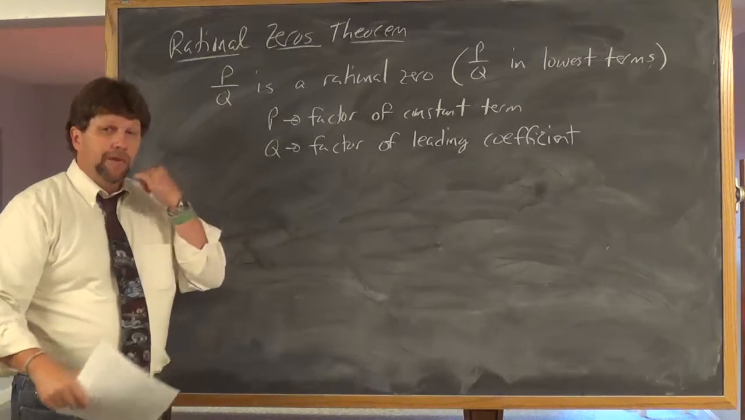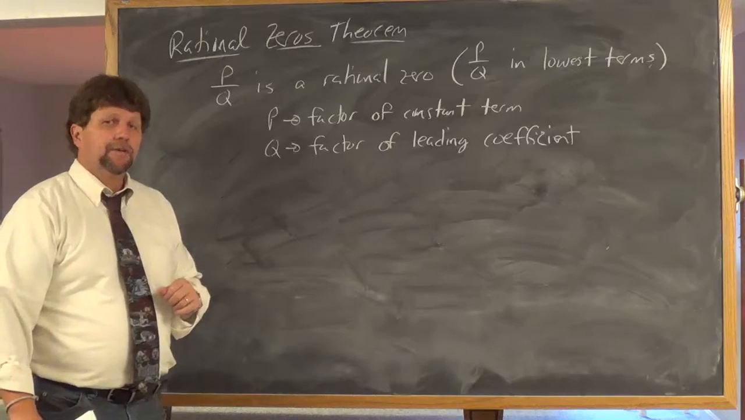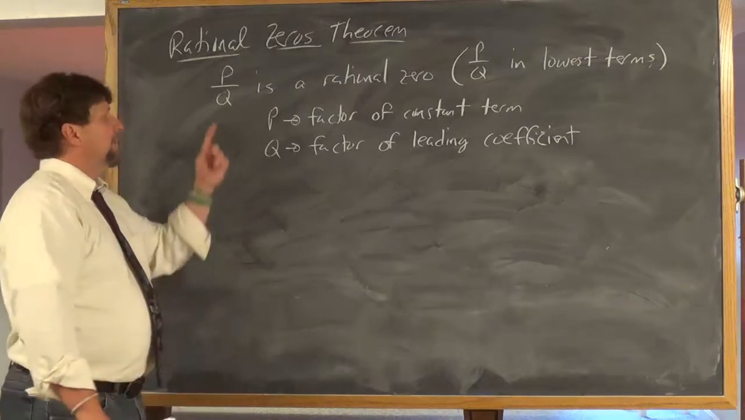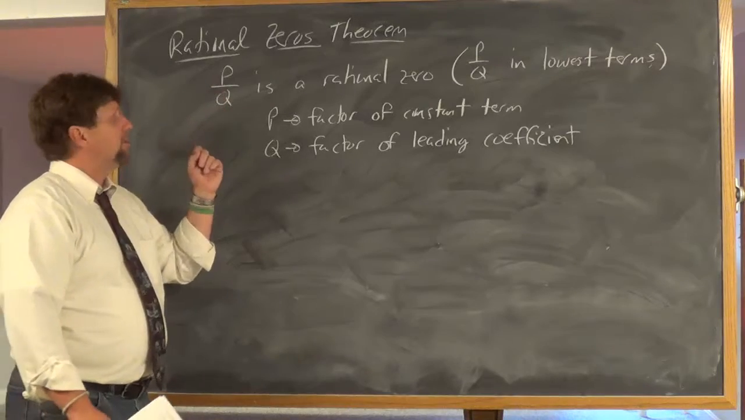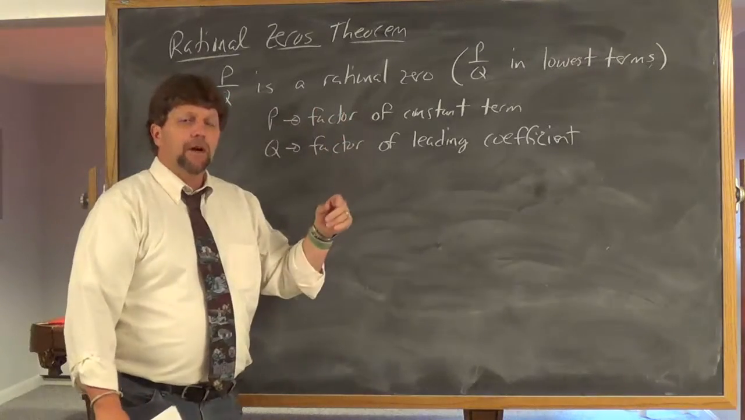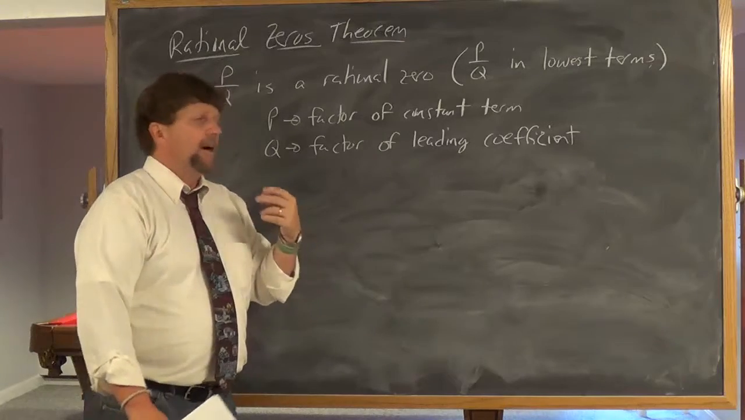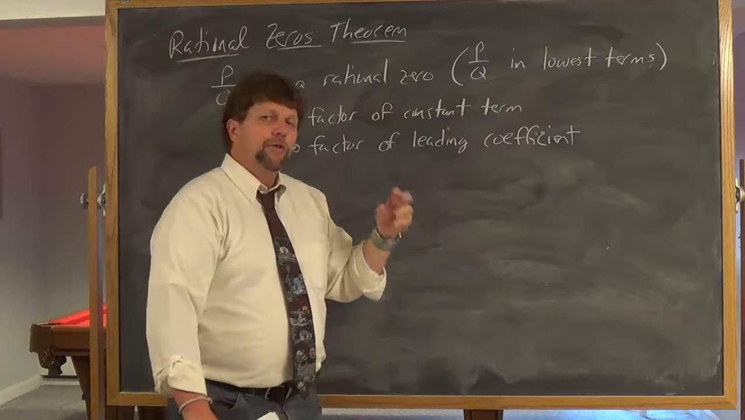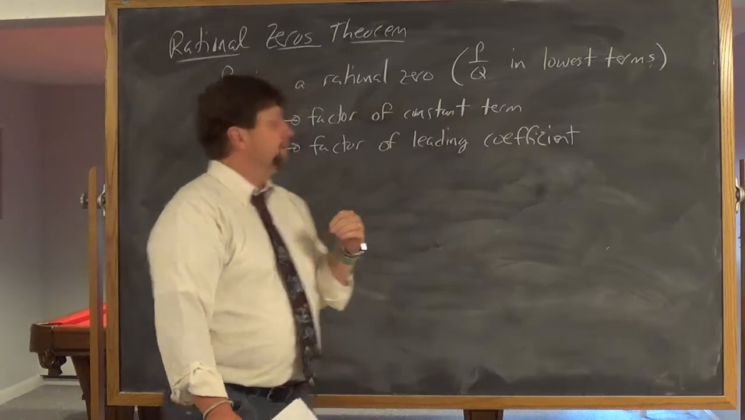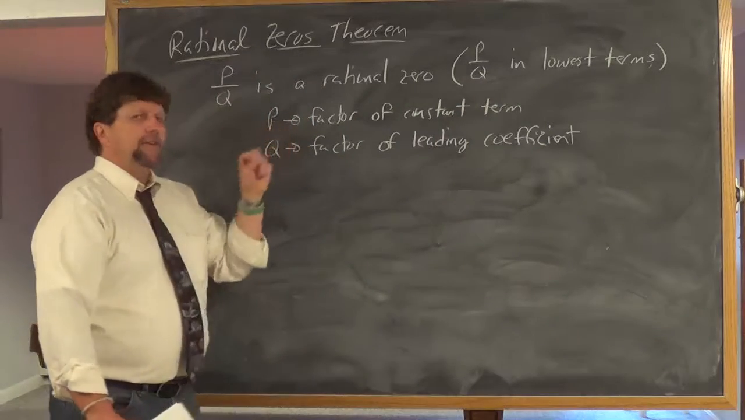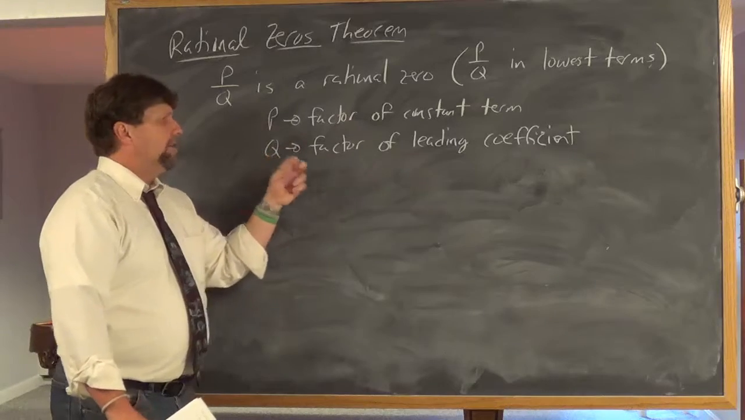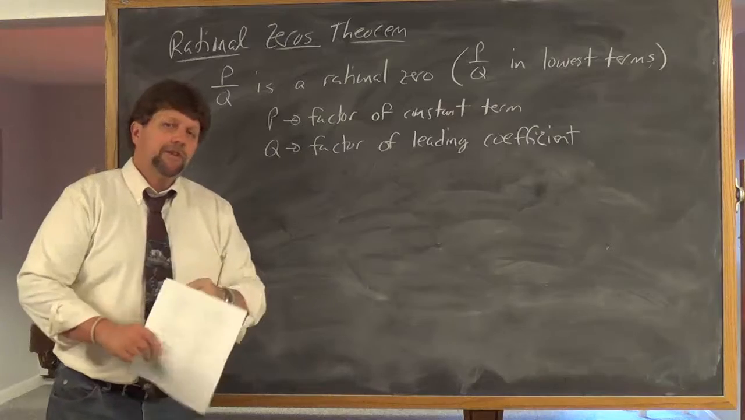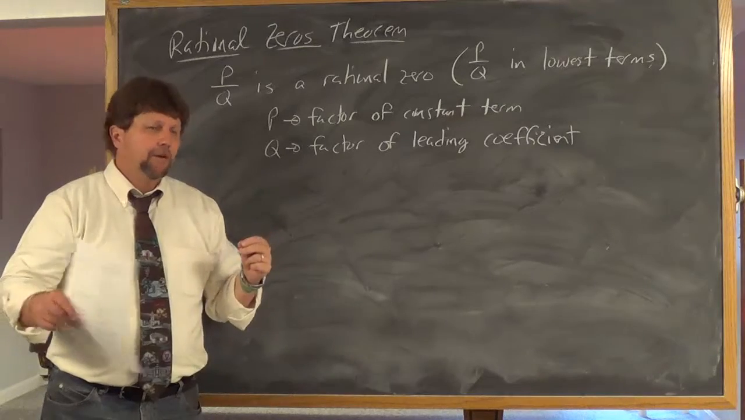I've written a very abbreviated form of the rational zeros theorem, and what I've written down basically says P over Q is a rational zero of a polynomial function, where it's important that we note P over Q has been reduced to lowest terms, where P is a factor of the constant term and Q is a factor of the leading coefficient.